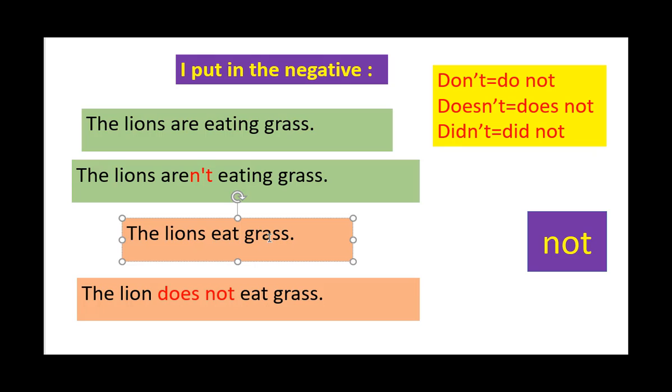What is the negative form of the lions eat grass? It will be like this: the lions does not or do not. Of course, do not, because we have they. The lions is they. So the lions do not eat grass. You can say this, or you can say also, as I told you, do not or don't.